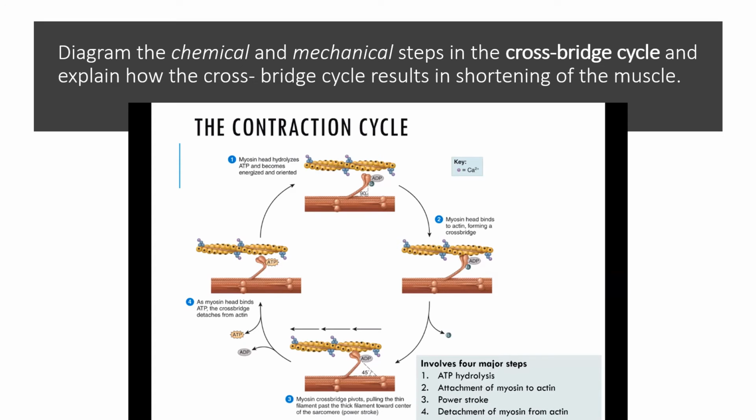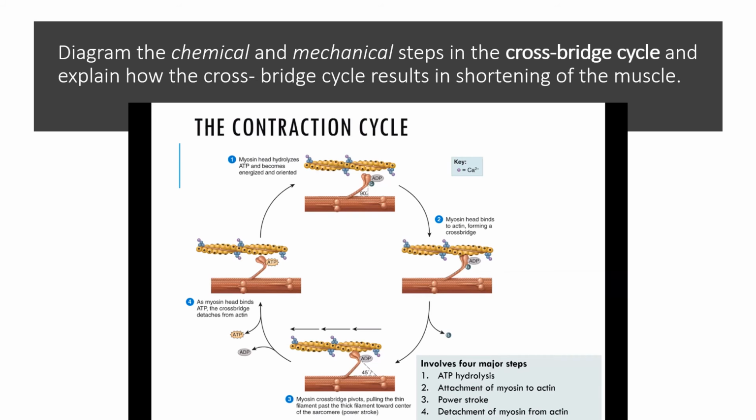In step 1 of the cycle, the myosin head hydrolyzes ATP and becomes energized and oriented. The process of hydrolysis converts ATP to ADP and phosphate. The energy from ATP hydrolysis will create an angle change of the myosin head to a 90-degree angle. Additionally, this process must have calcium bound to troponin to move tropomyosin out of the way so myosin can bind to actin.